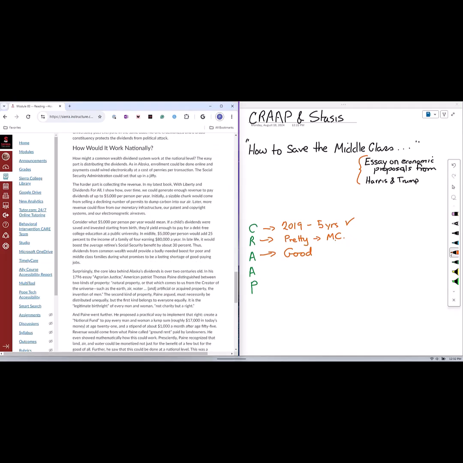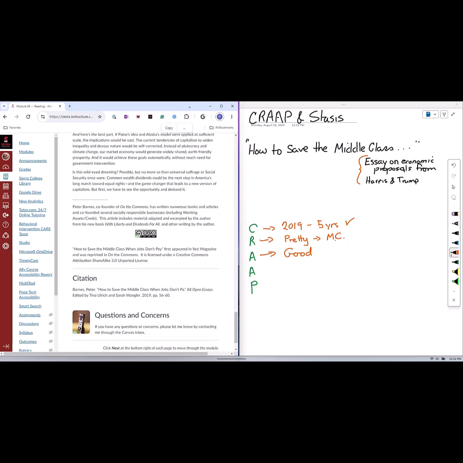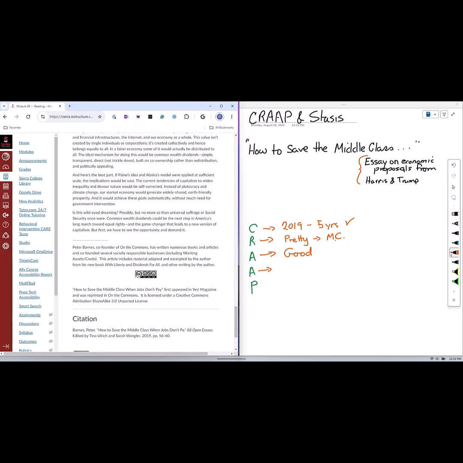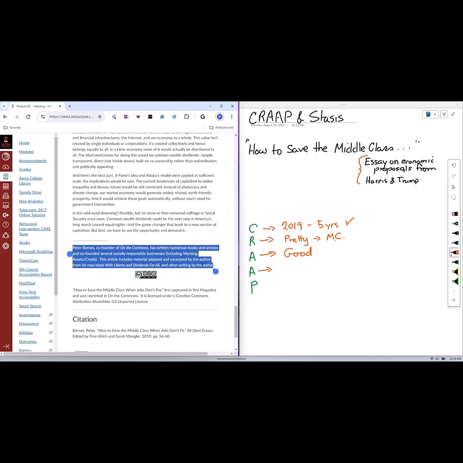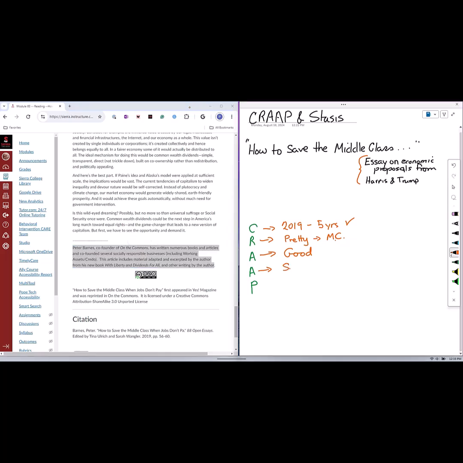Then we scroll down a little bit and we need to know about the authority. How trustworthy is this author? Is he an expert on the topic? And again, we find that he's written several books. So in general, he seems okay, but we might want to do a Google check just to see if there's any criticisms of him or of this article.